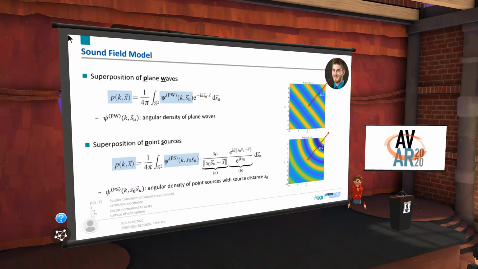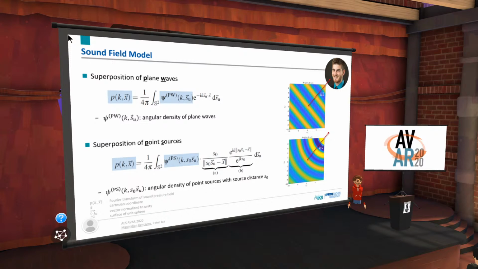Our sound field model is either a superposition of plane waves or a superposition of point sources. Here P is a sound field, and P is complex since it is the Fourier transform of the signals, where the wave number k is proportional to frequency. Our generating function for the plane waves is the exponential term, which is multiplied with the function psi from all directions u, so that psi plane wave is the angular density of plane waves. If we set this function to just a direct impulse from one direction, we would achieve the sound field shown on the top right.